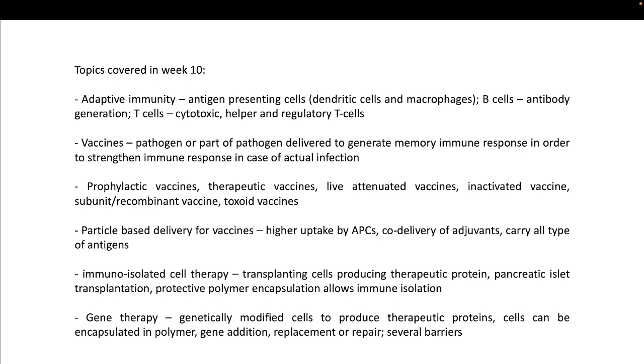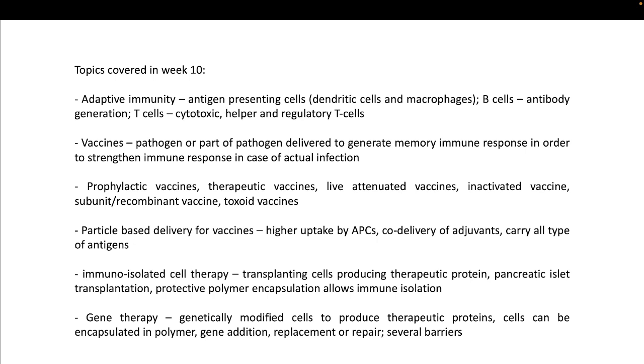This is known as immunoisolated cell therapy. Now you can design the polymer membrane in such a way that it will have a very small pore size. It will just allow the therapeutic protein to be released from this encapsulation, but it will not allow the larger cells, that is the immune cells of the patient's body or the antibodies, to come in. So now you have isolated this entire cell mass from the patient's immune system. That is the advantage of immunoisolated cell therapy. It will not lead to immune rejection.